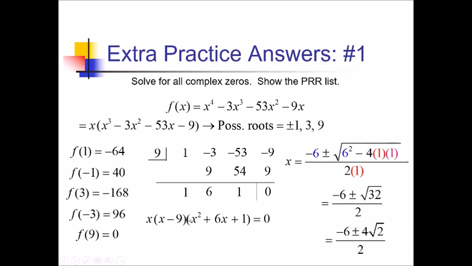So we have x equals 0 for this x out in front, x equals 9 for this factor that we got, and now we've got -6 plus or minus 4 radical 2 over 2, but I can reduce that, dividing both of these by 2, to -3 plus or minus 2 radical 2. And this gives me my 4 answers that I would expect for this 4th degree polynomial.